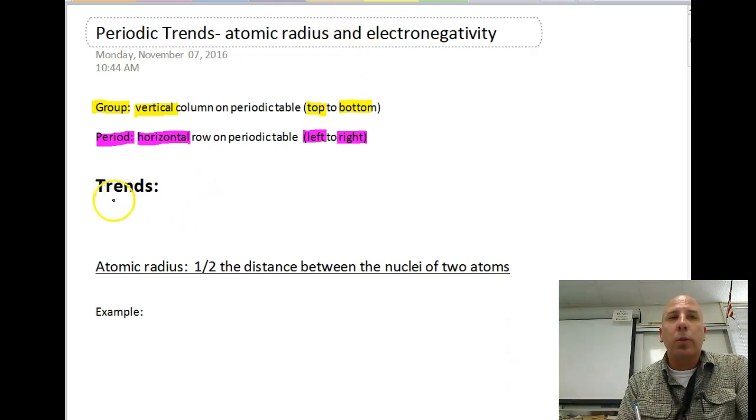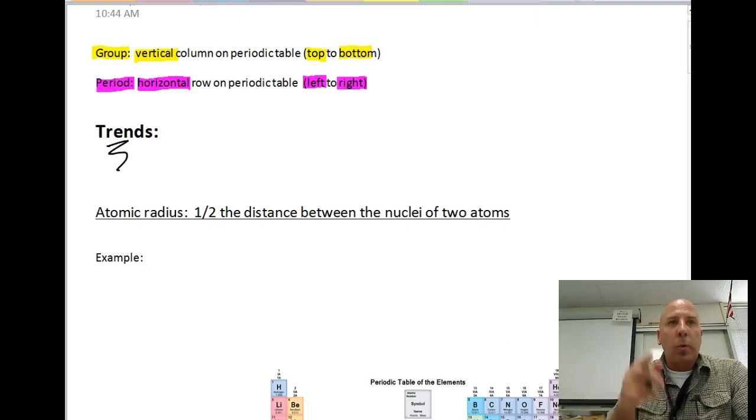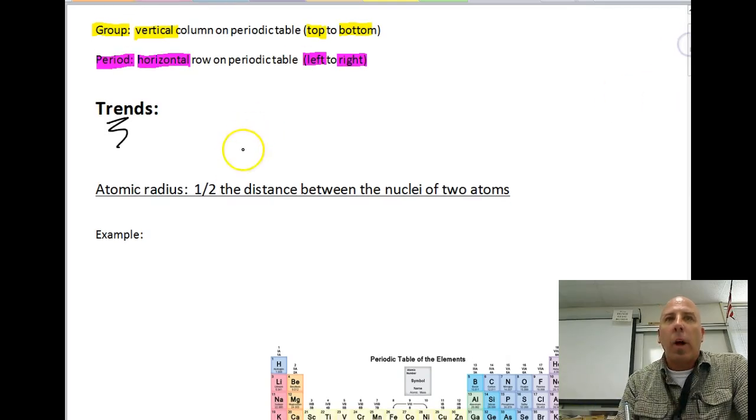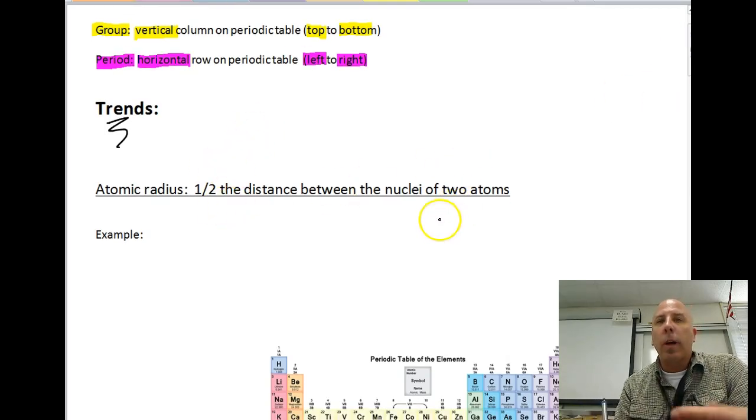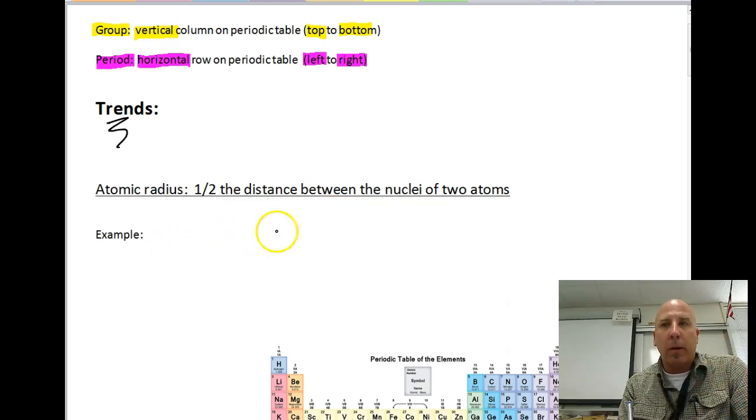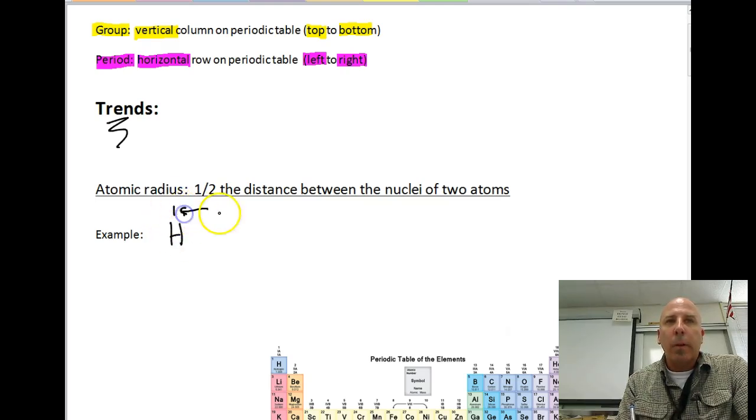The first of the 2 trends on the periodic table. Okay, so the first trend we're going to talk about is atomic radius. And atomic radius is considered 1/2 the distance between the nuclei of 2 like atoms. And so we'll give you an example of what we mean by atomic radius. So let's say we're looking at the neutral hydrogen atom that has 1 proton and 1 electron.